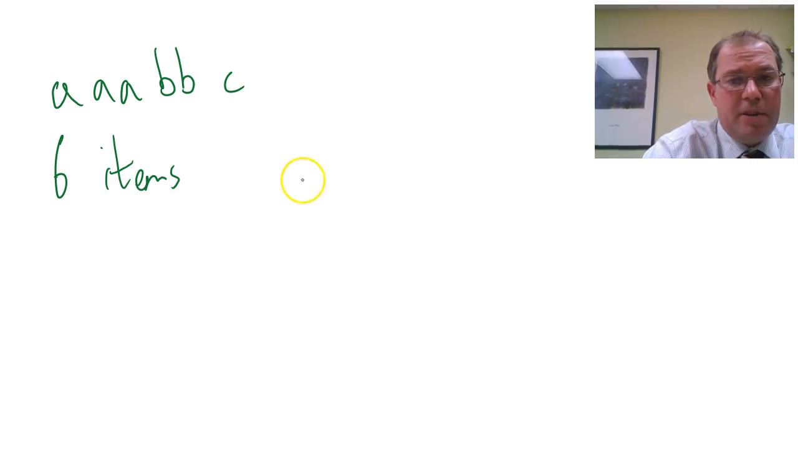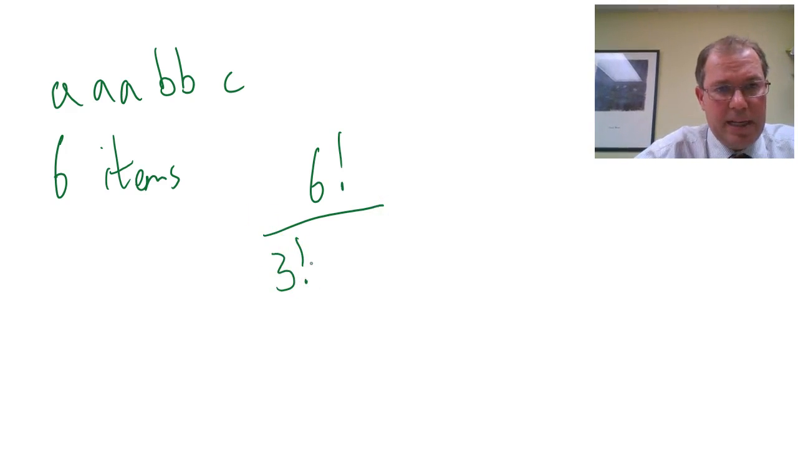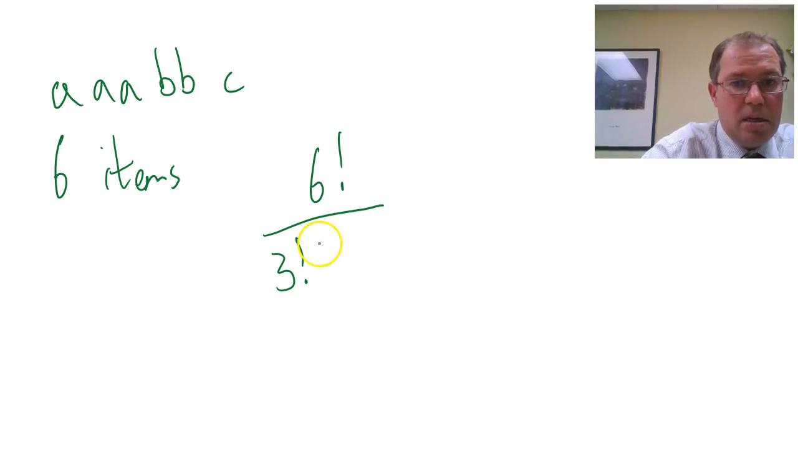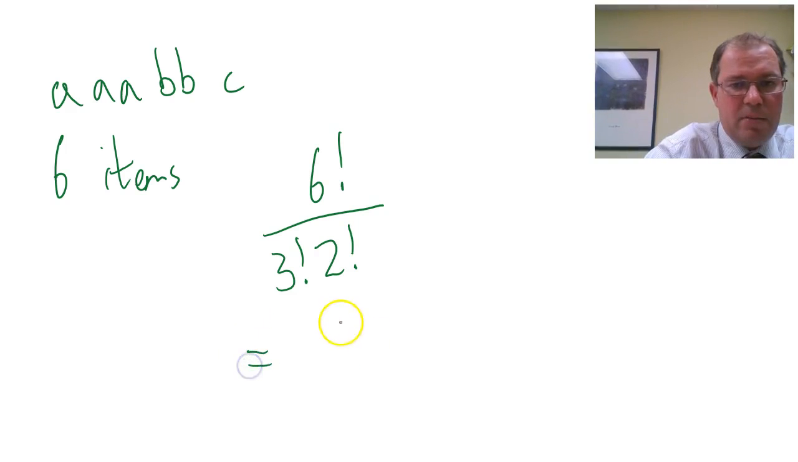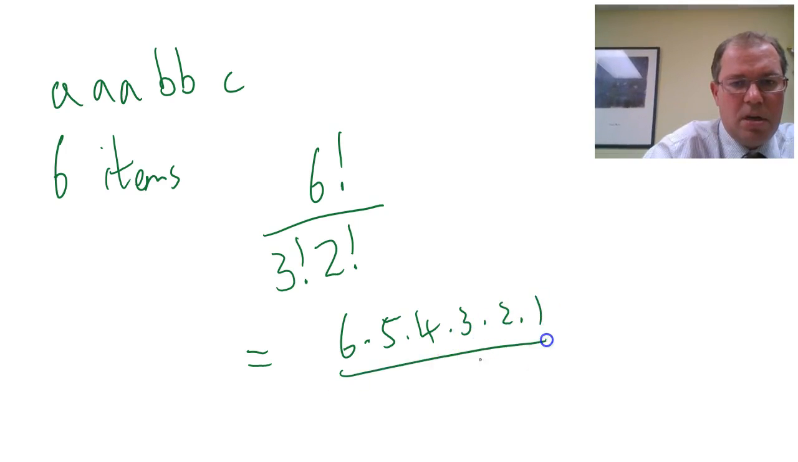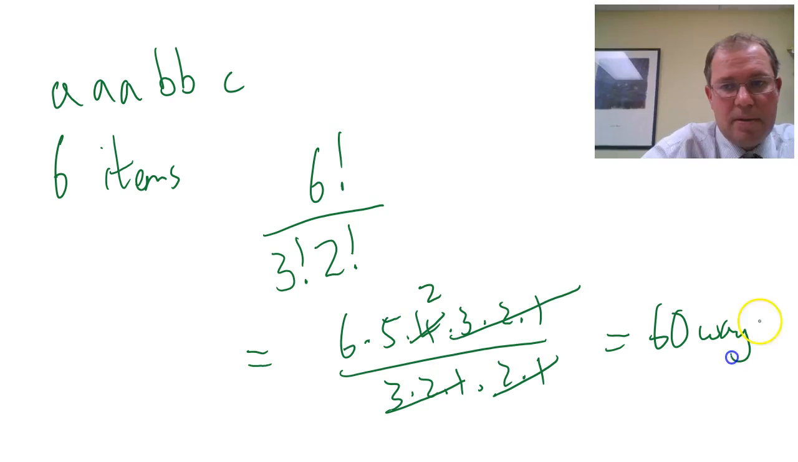So if they were all different, there'd be 6 factorial ways. But I have 3 A's, so I need to divide by 3 factorial, because there'll be less ways. But I also have 2 B's, so I also need to divide by 2 factorial. And we can simplify this and find the ways. Remember, 6 factorial is 6 times 5 times 4 times 3 times 2 times 1. 3 factorial is 3 times 2 times 1, and 2 factorial is 2 times 1. So you can see the 3 times 2 times 1's cancel. The 2 times 1 cancel with a 4 to make a 2, and I end up with 6 times 5 times 2. So 60 different ways.